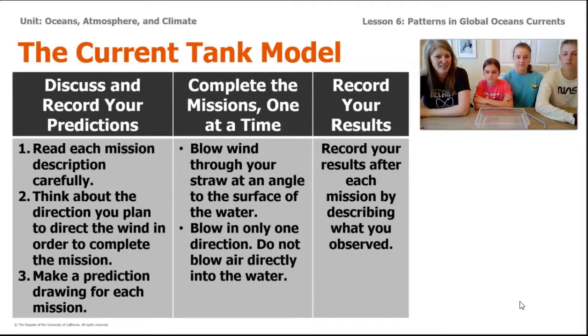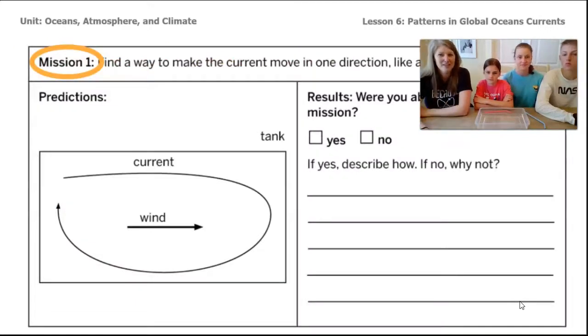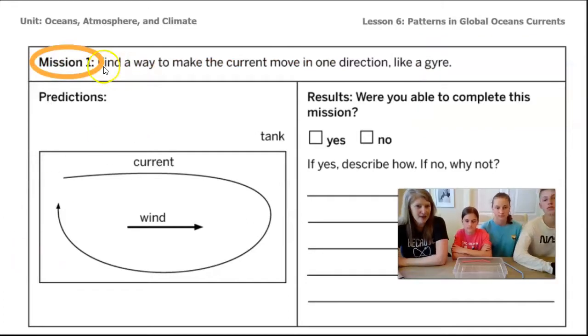Okay, Charlotte, you get to do the first mission. Are you ready? Okay, so in this mission, what we're trying to do is find a way to make the current move in one direction like a gyre. And my students have learned that the word gyre just means an ocean current that moves in a circular path.